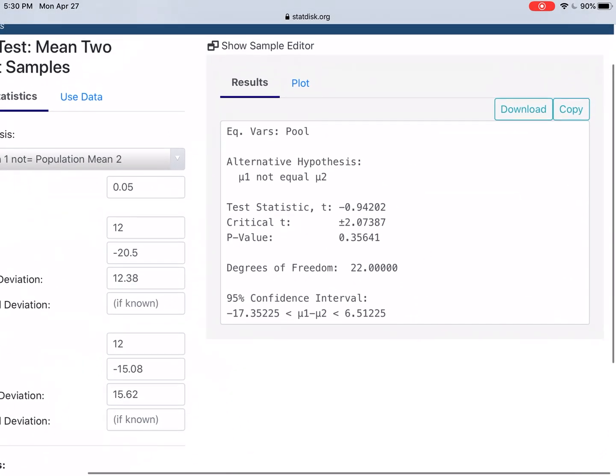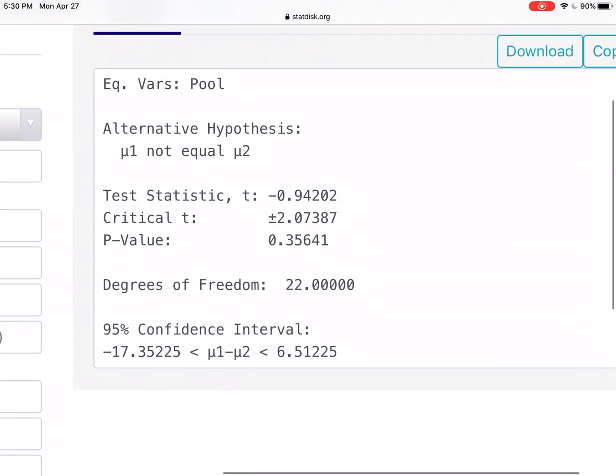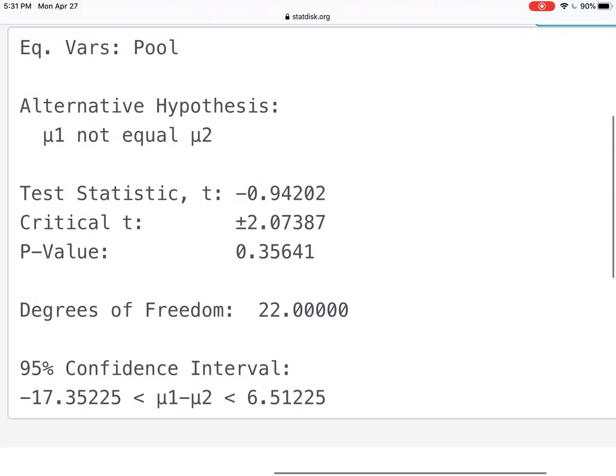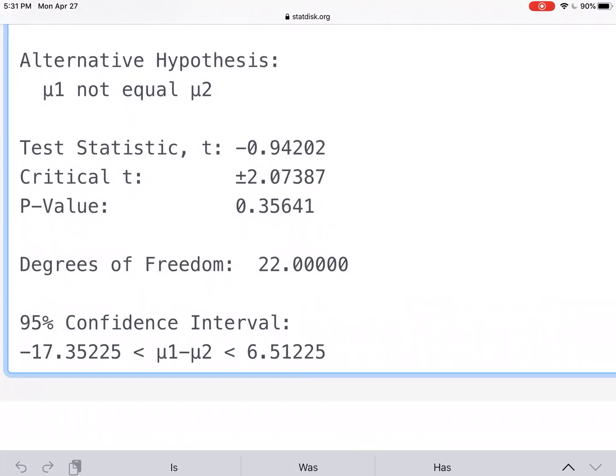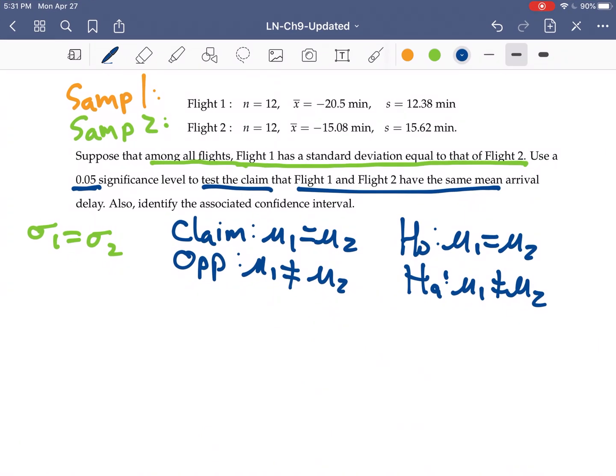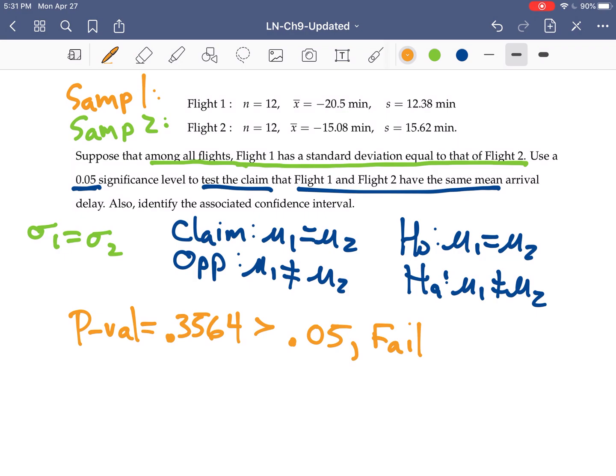And when we evaluate, we get our test statistic and our p-value, 0.3564. That p-value is larger than our significance level, so we fail to reject the null. P-value is high, the null will fly.